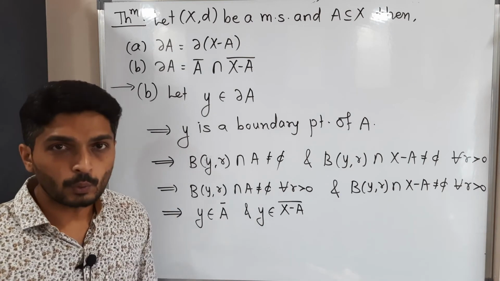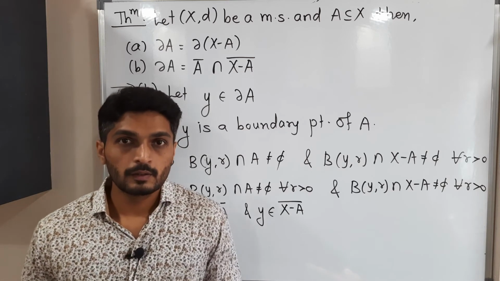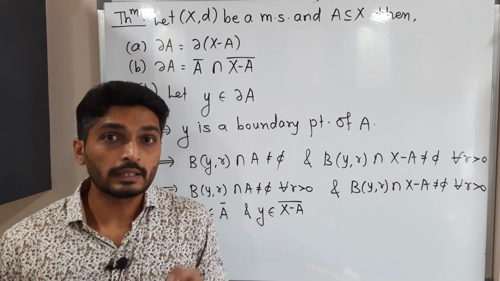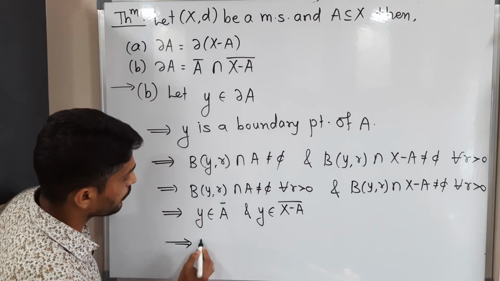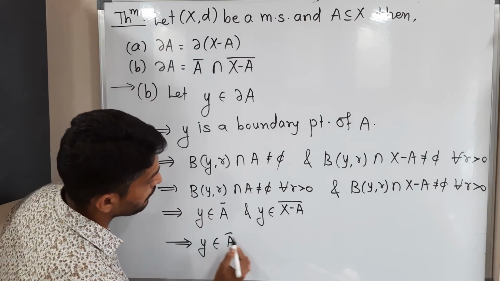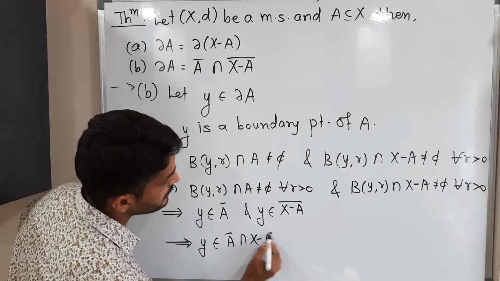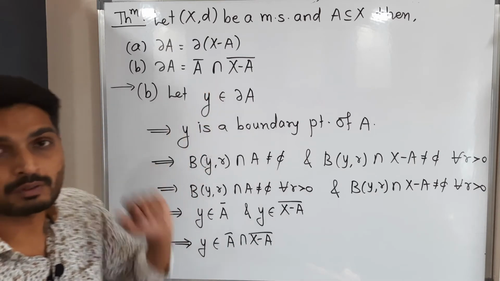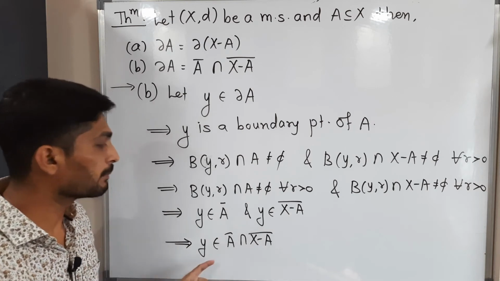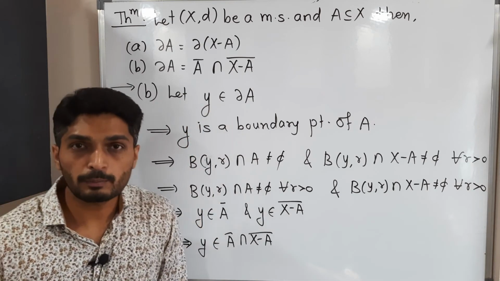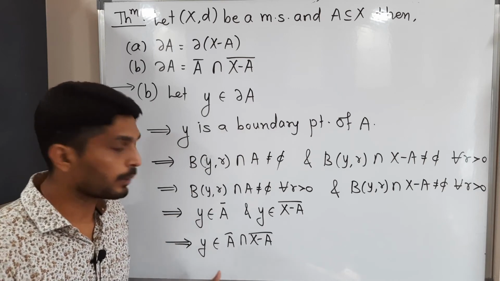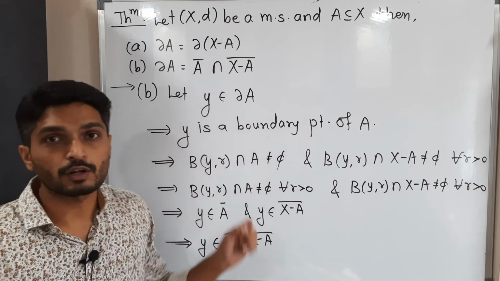See, in set theory we replace 'and' by intersection and we replace 'or' by union. So that's why I can write y belongs to A bar intersection (X minus A) bar. Yes, we got what we want. So y belongs to this set. We had taken y from the set of boundary points of A and finally we proved that y is in this set. So that's why this is a subset of this one.